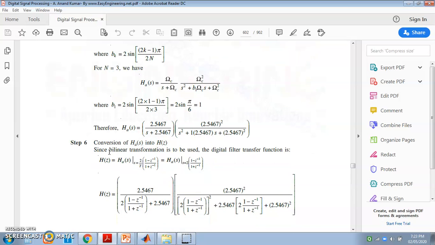Now in the last step we have to convert our analog transfer function of the filter into the digital transfer function of the filter.